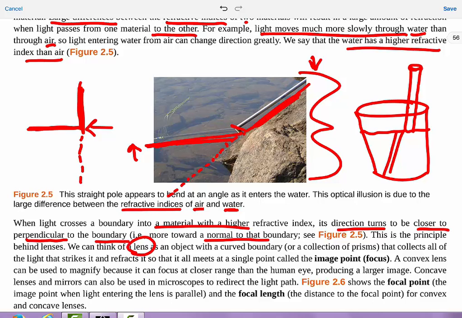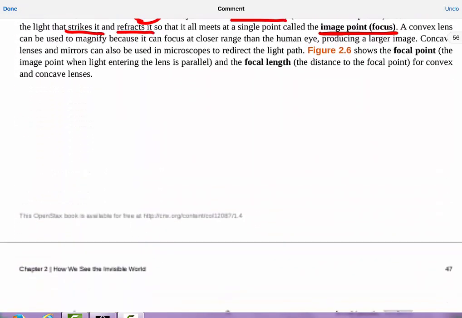We can think of a lens as an object. So we're talking about lenses here because we're going to be talking about the different microscopes. So we can think of a lens as an object with a curved boundary or a collection of prisms that collects all of the light that strikes it. And then it refracts it so that it all meets at a single point, okay, called the image point or the focus point. So we can scroll down a little bit here.